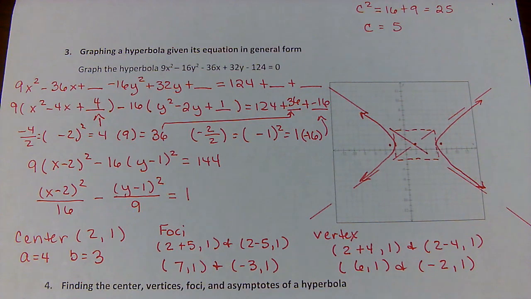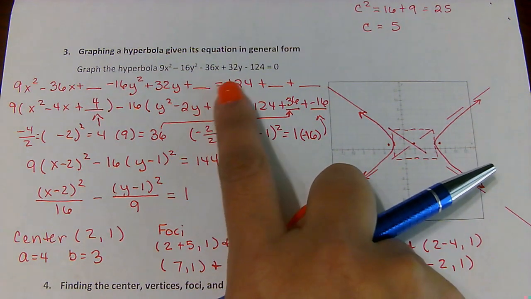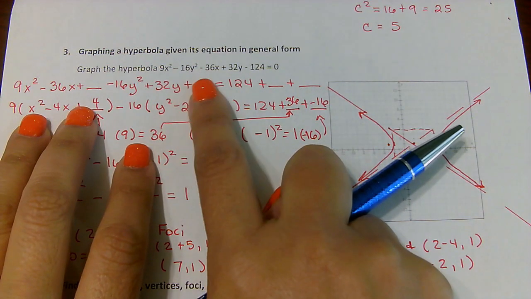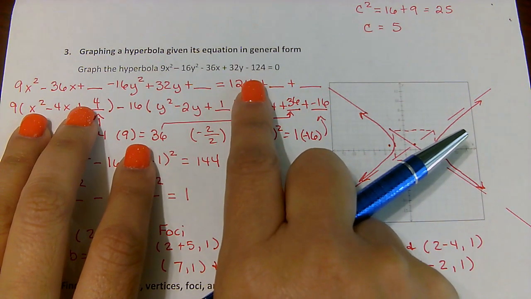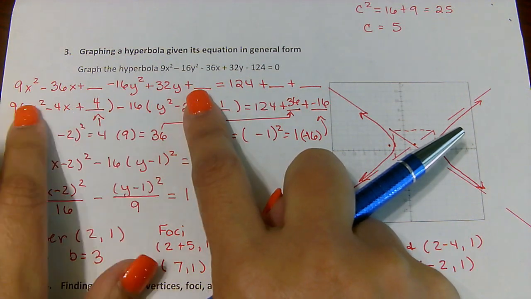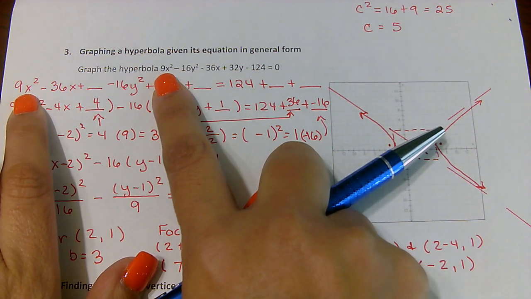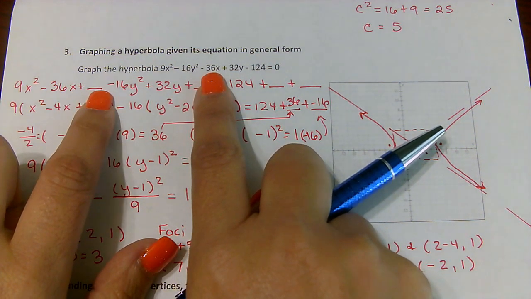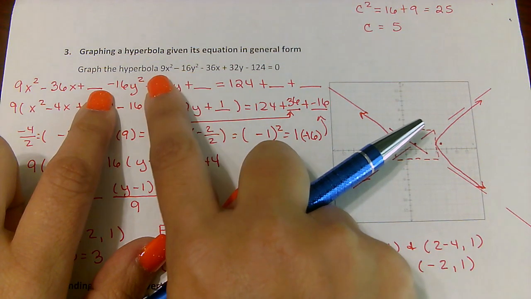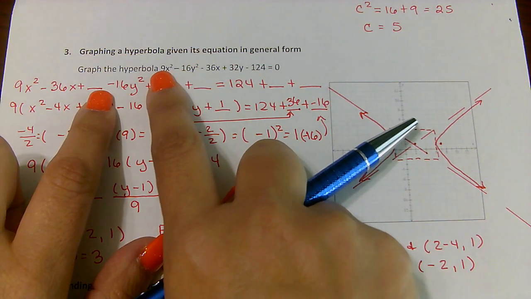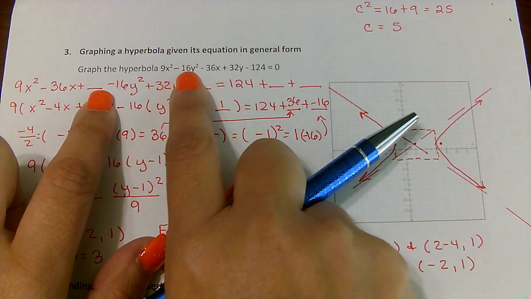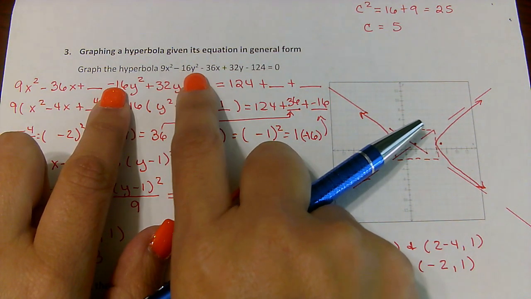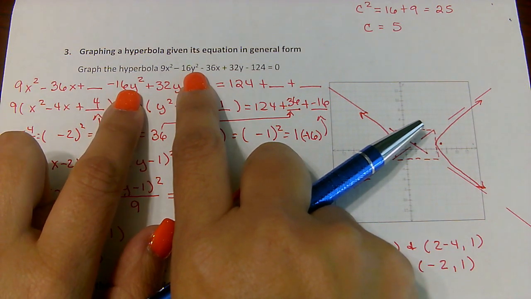Number 3 says graph the hyperbola in this general form. So when you have an equation like this, the first thing we need to do is go ahead and combine our like terms and complete the squares. Over here I have our 9x squared minus 36x plus some number. I chose to put the x first because if you notice, the x is a positive term and the y squared has a negative term. So the negative y squared will be our second term.